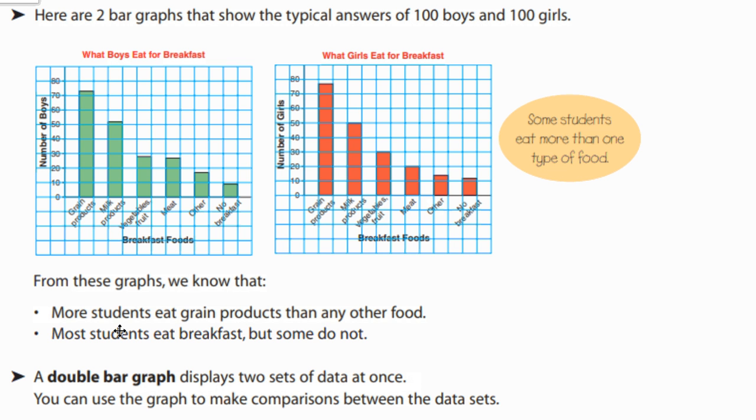So we know that more students eat grain products than any other food. And my guess is that lots of students eat cereal or oatmeal for breakfast. And so that's probably why grain products are pretty high there. And most students eat breakfast, but some do not. So although most students do eat something, some don't in both cases.